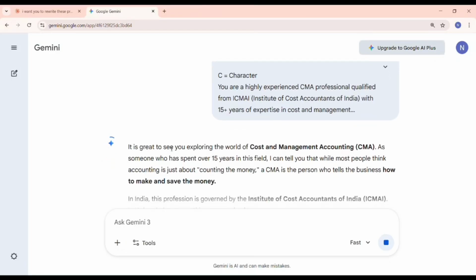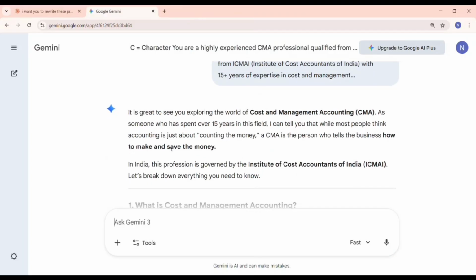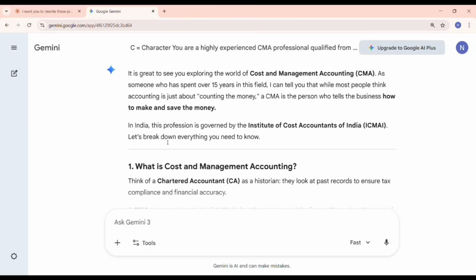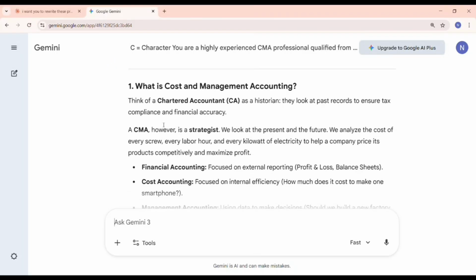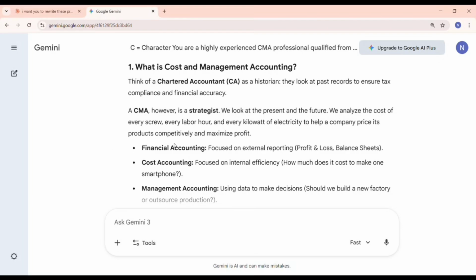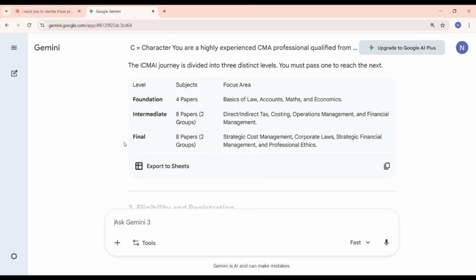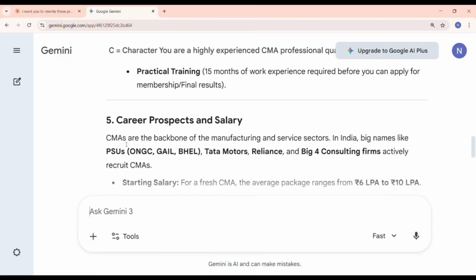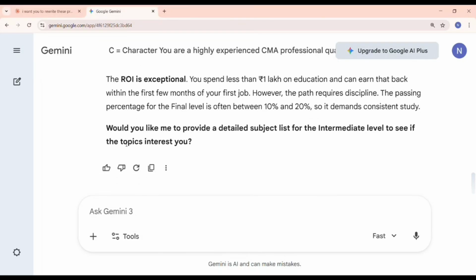It tells the story in words suitable for someone under 15 years of age. Most people think accounting is just about counting the money. A CMA is a person who tells the business how to make and save money. In India, this profession is known as Cost Accountant. A CMA, however, is a strategist. It covers cost accounting, management accounting, financial accounting, cost structure, eligibility and registration, timeline and costs, career prospects and salary, day-to-day responsibilities, skills required, and is it worth it? So as you can see, everything is given here.